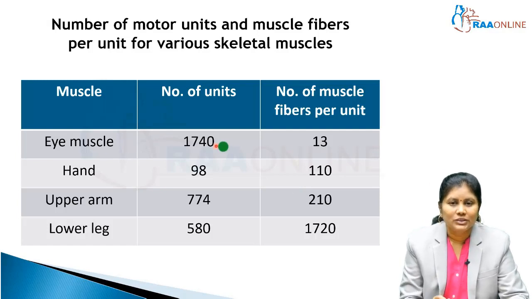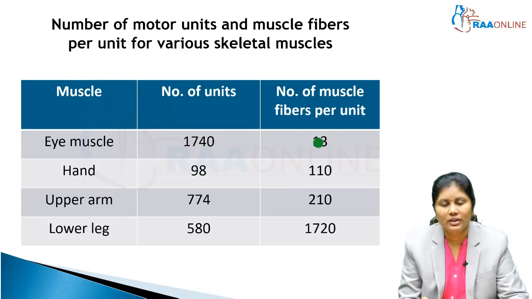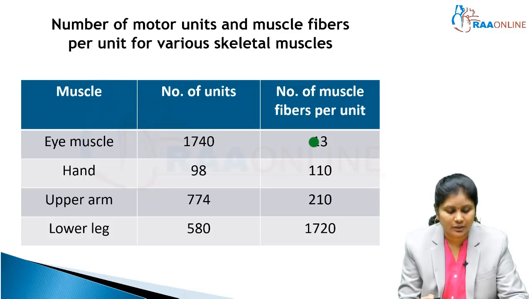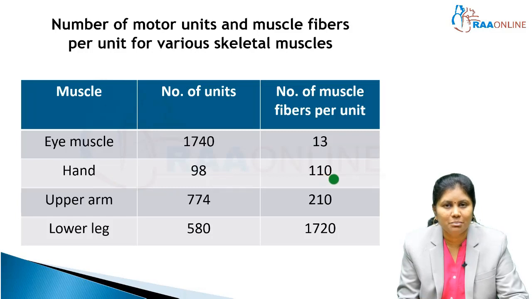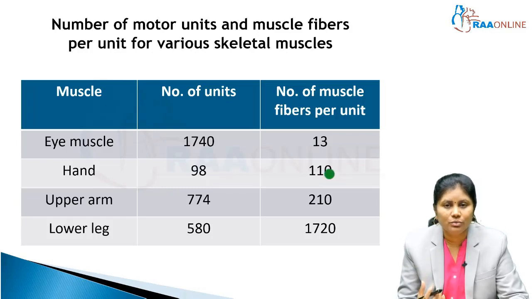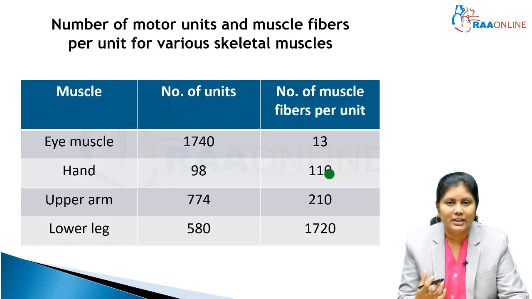The eye muscle has 1740 units and each unit has 13 muscle fibers. So one unit serves only 13 muscle fibers, so they are highly innervated. The neural elements devoted to the contraction of the eye muscle are greater. Similarly, for hand muscles, there are 98 units and each unit supplies 110 muscle fibers. The hand muscles are involved in highly skillful movements and should have higher innervation.